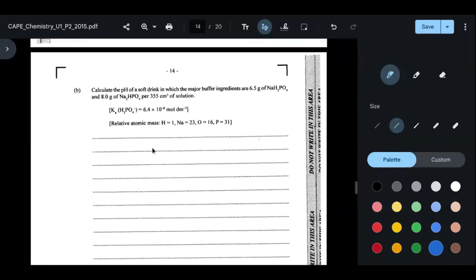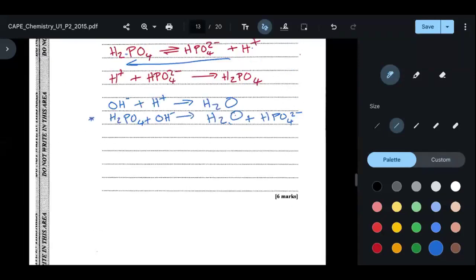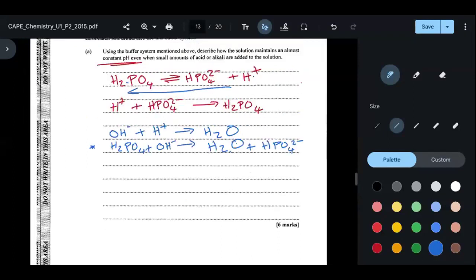All right. Calculate the pH of a soft drink in which the major buffer ingredients are 6.5 gram of sodium phosphate, I think, but I'm not going to call it. Right. So we have the two compounds, and 8 gram of this compound. Now remember, if you look at the equation, it was H2PO4 minus. All right.